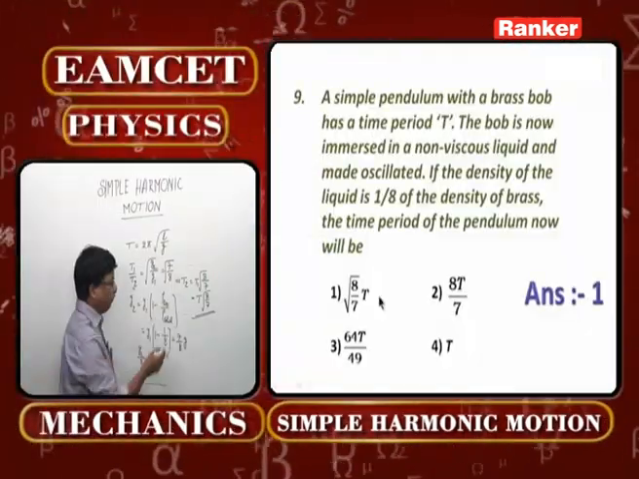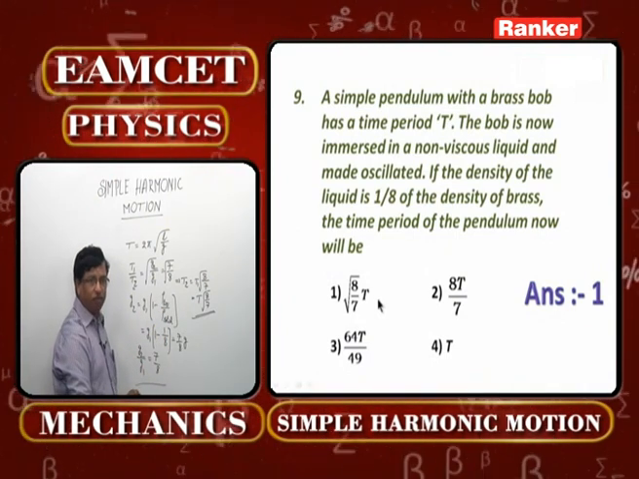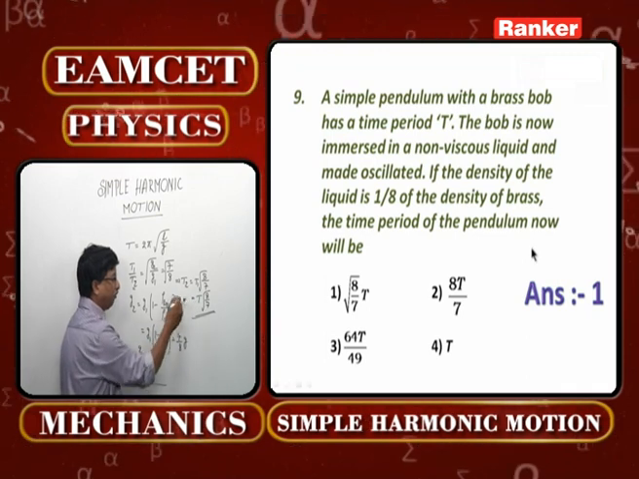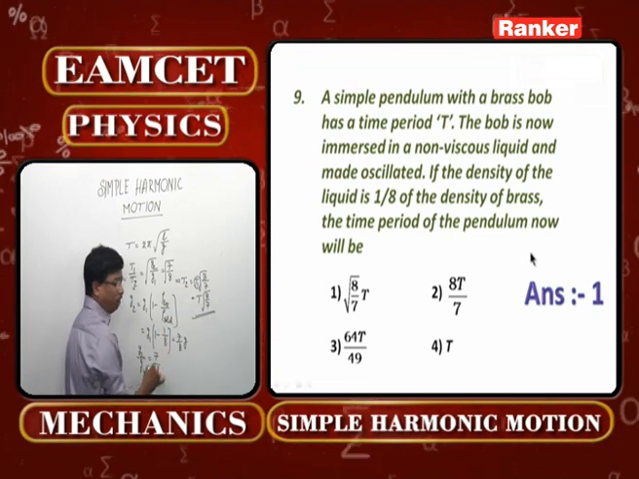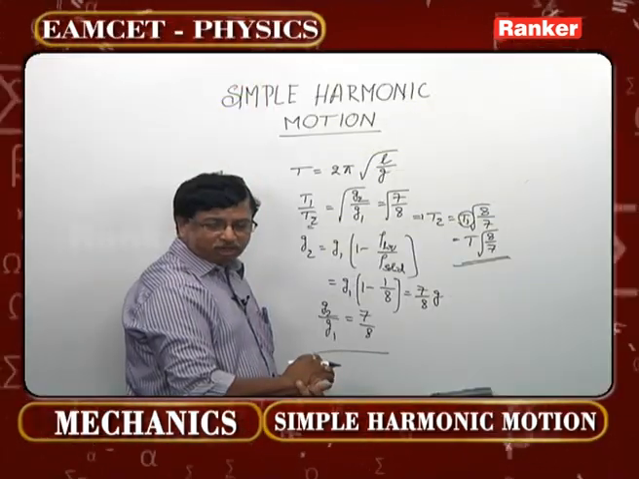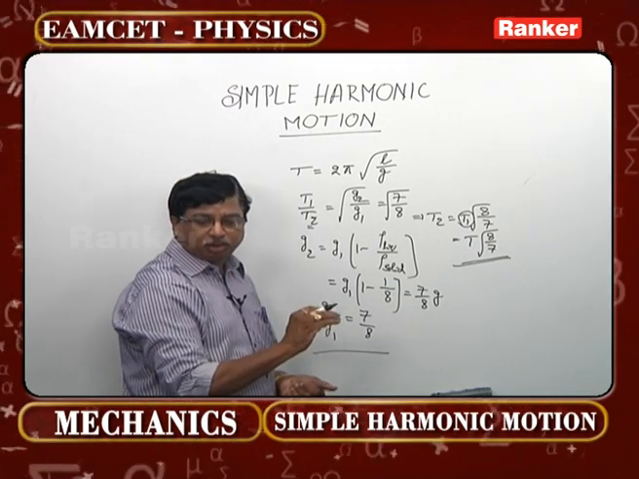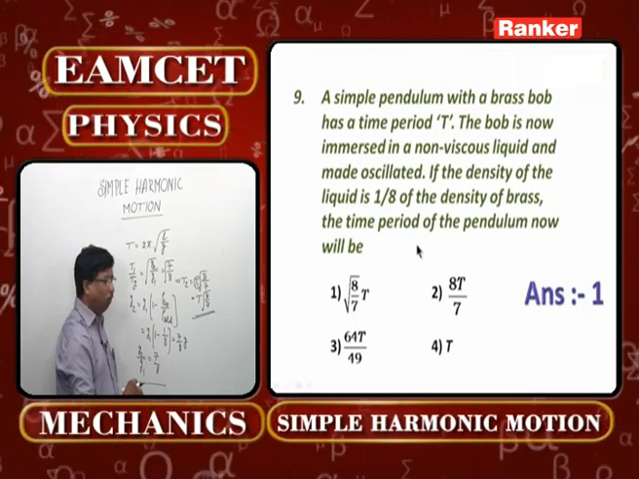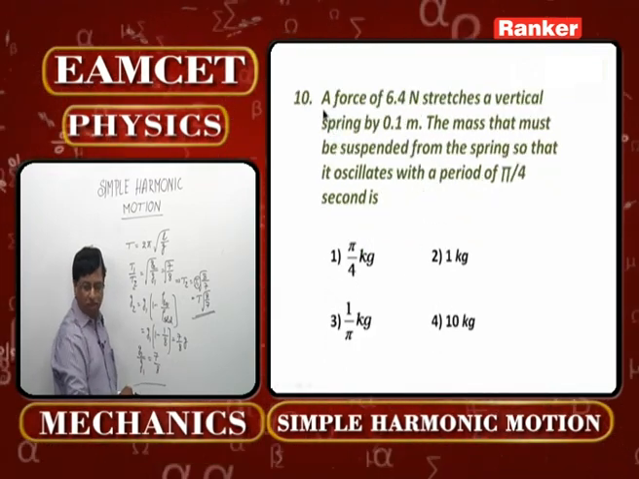Look at which option it tallies with. The very first option tallies: root of 8 by 7 of T, because T1 is the time period of the simple pendulum that has been given as T in the problem. So the first option is the correct option for us. Now look at the next one, problem number 10.